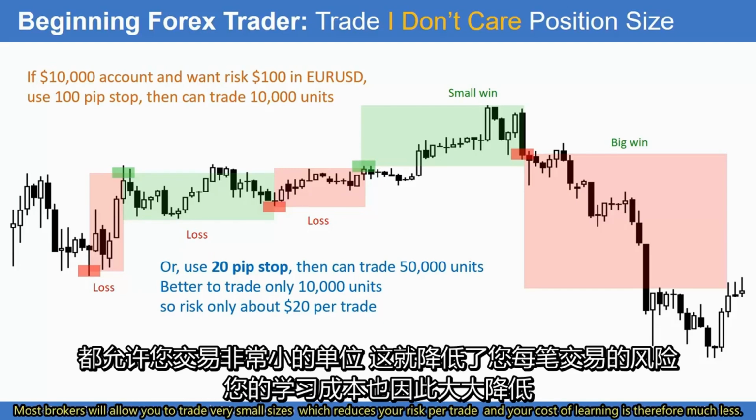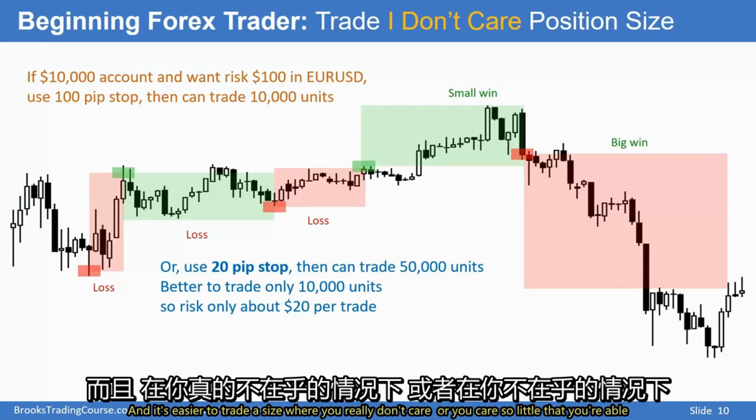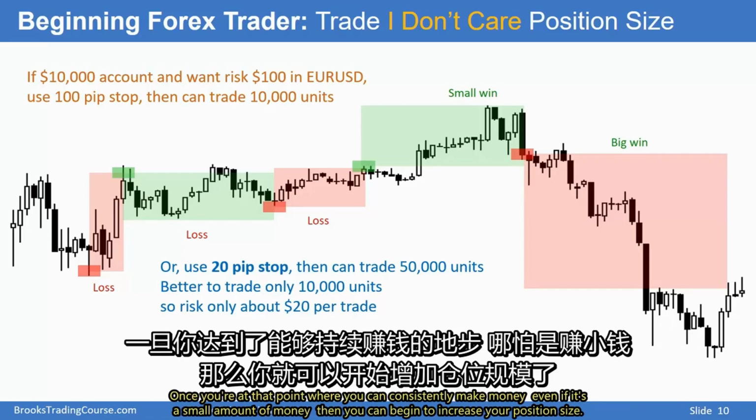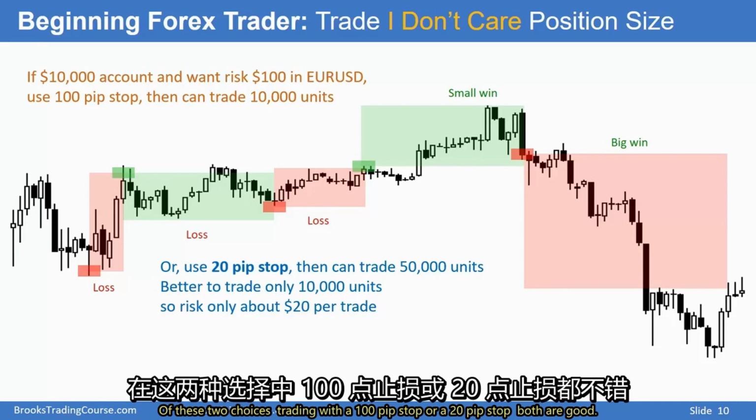That's one of the great advantages of the Forex market. Most brokers will allow you to trade very small sizes, which reduces your risk per trade. And your cost of learning is therefore much less. And it's easier to trade a size where you really don't care, or you care so little that you're able to do what you need to do and develop a track record, a style of trading that you trust. And once you're at that point where you can consistently make money, even if it's a small amount of money, then you can begin to increase your position size.